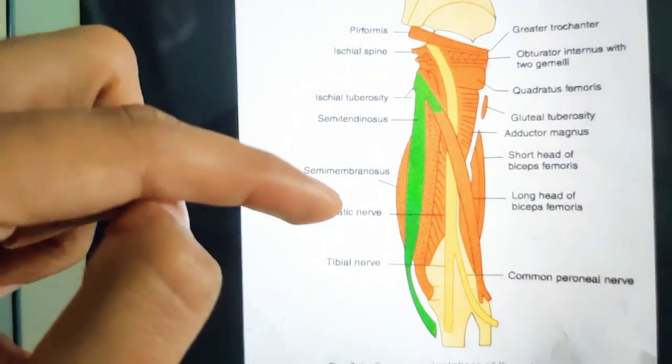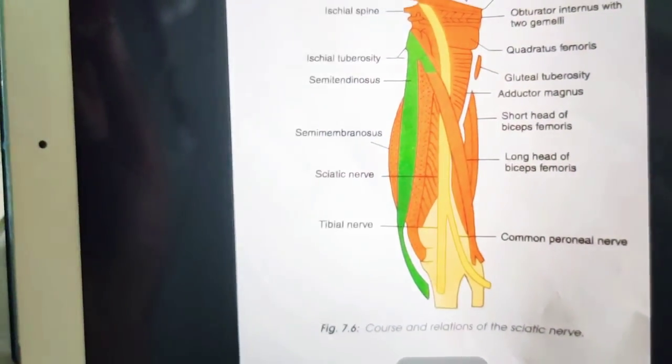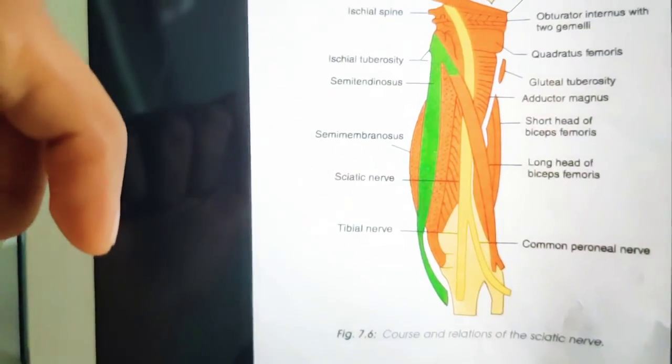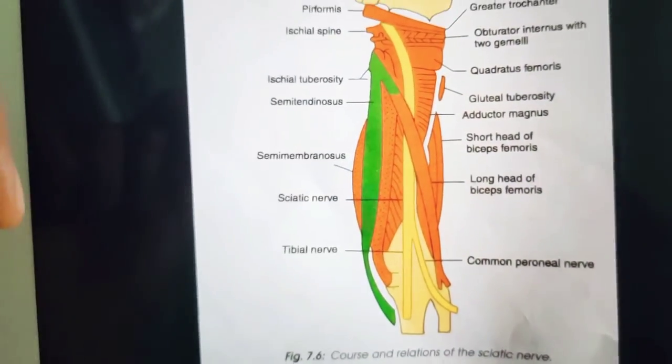It terminates by dividing into, here you can see, the tibial nerve and common peroneal nerve. The relations in the thigh: it is superficial, or posterior, to the sciatic nerve. It is crossed by the long head of biceps femoris.